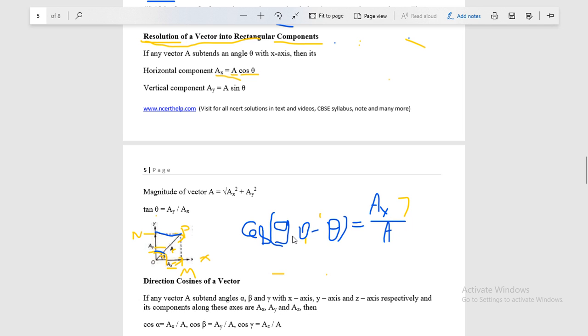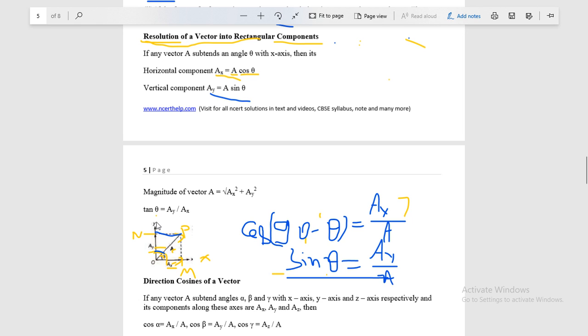So AY, this one is equal to sine theta, so you can write here sine theta, and sine theta is equal to AY upon A. So AY is equal to A sine theta, you can see here AY is equal to A sine theta.